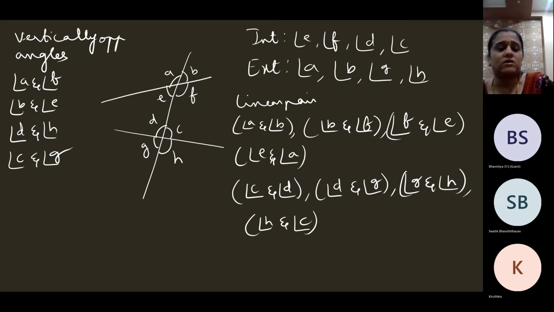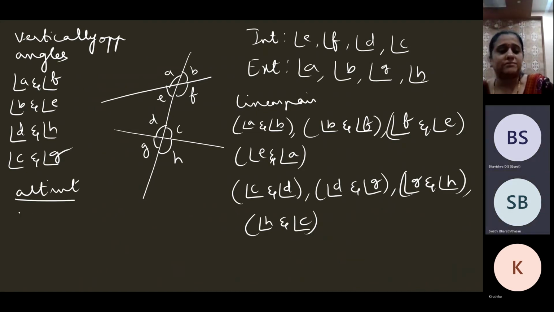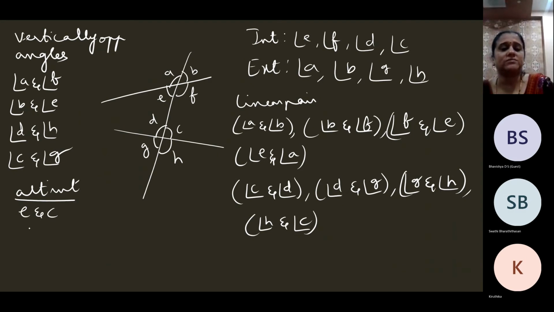All right. Now, in this figure, children, tell me the pairs of alternate interior angles. Ma'am, angle E and angle C. E and C, I'll just write it like this. Then D and F, ma'am. D and F.